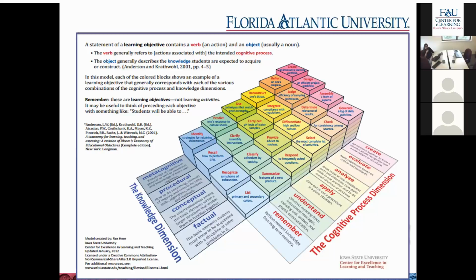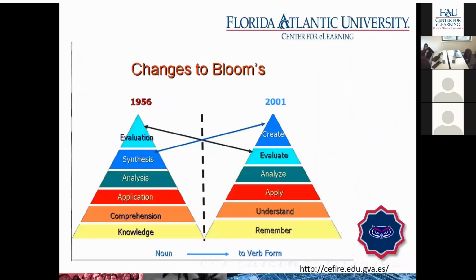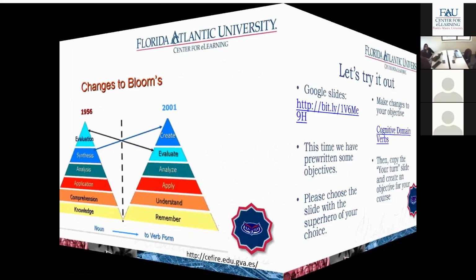And that link, the 2001 Anderson and Krathwohl, is the revision of that. I will pull that up. This tells you the link for it, and I've got the link in the resources as well. Then this is just our visual that shows you the differences from his in '56 to the one in 2001. Essentially the primary change was from the noun to the verb form, where we start thinking about the action verbs, and also switching evaluation and creation, so that creation is seen as a higher order skill than simply evaluating. So let's try it out.